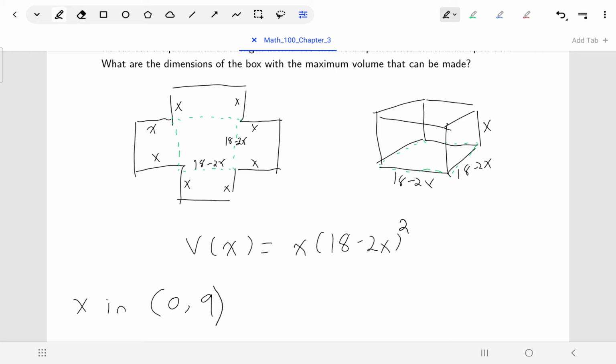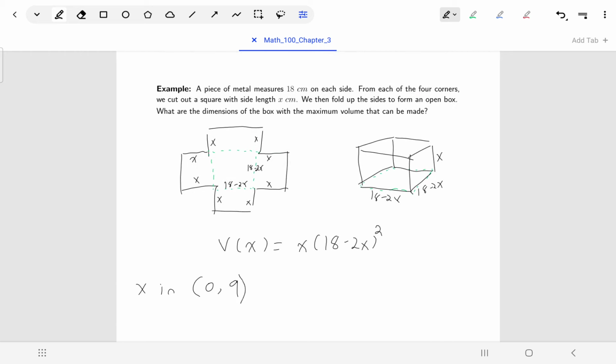I'm going to now think about finding the extreme values for this function. So first things first, I know that at the very end of it all, I'm going to have to do the same thing that I did with the last problem. I'm going to have to investigate what happens as we approach 0 from the right, what happens as we approach 9 from the left, and also what happens at any of the relative extrema that we get for V of x. And then I'll be able to piece together what we have for our absolute maximum. What is the maximum volume that I can get for this box?